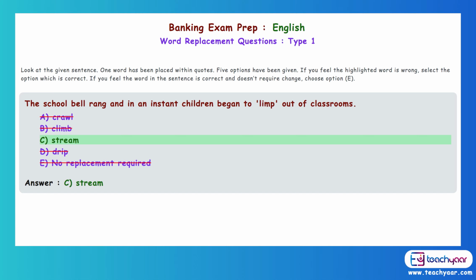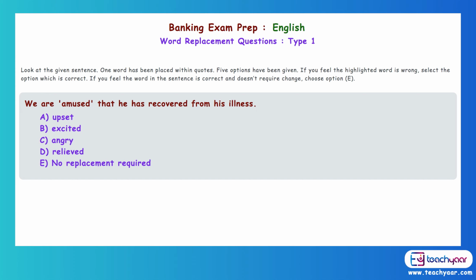So when you read a sentence like this, first try to understand the meaning of the sentence, then go to the word which has been highlighted, see whether it seems to be okay. If it isn't, then go through the options one by one. Let's take one more example.